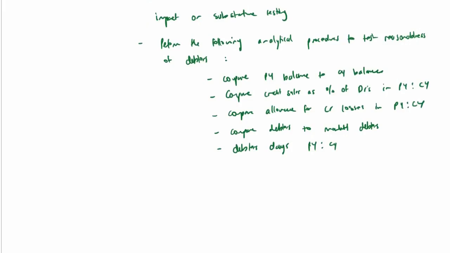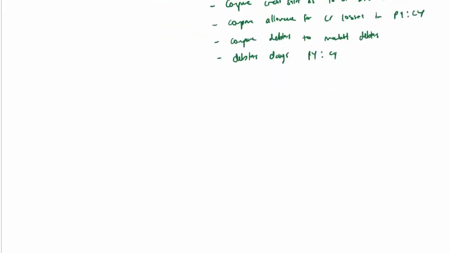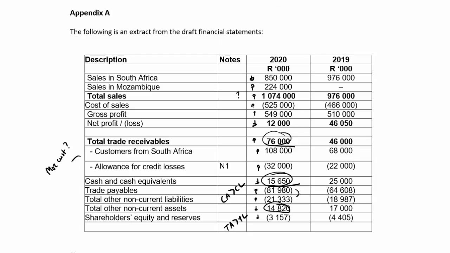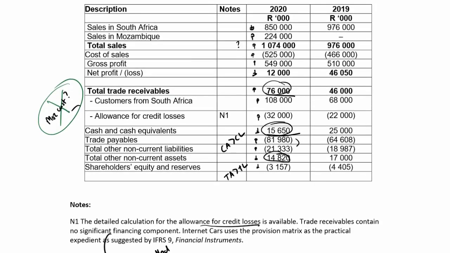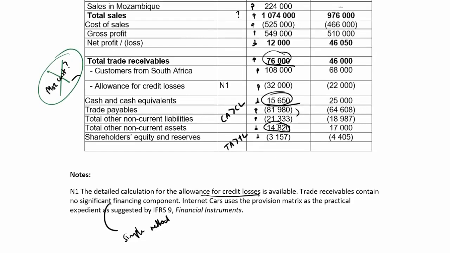Okay, now I need to get into the detail. So now I'm going to the question. So I'm back into Appendix A, and initially I'd question marked what about Mozambique customers, but I know that it's not applicable now because they do not sell on credit to them. Okay, they have to pay in order for an advert to be shown. So what I've got here is that total trade receivables is up, and I understand the allowance for credit losses.